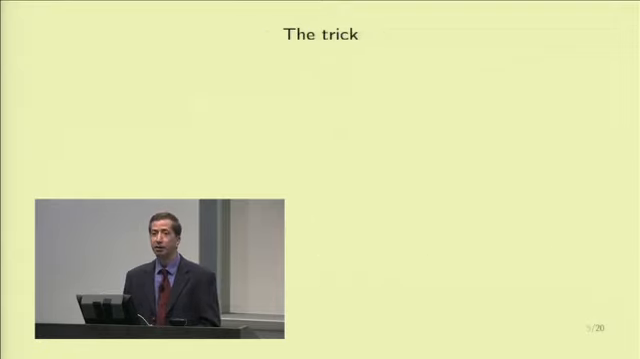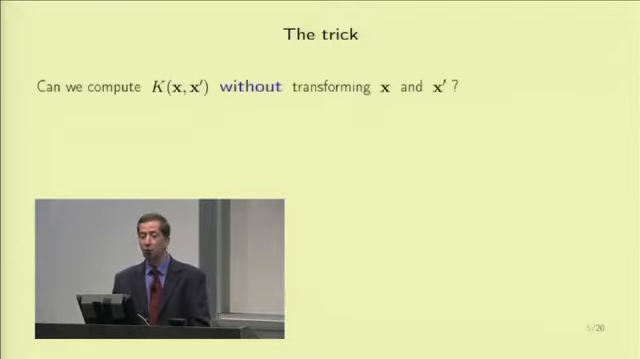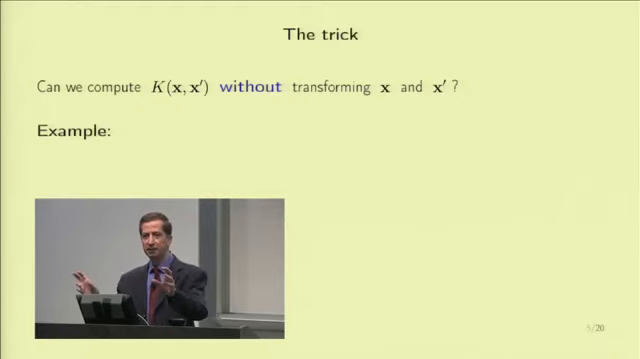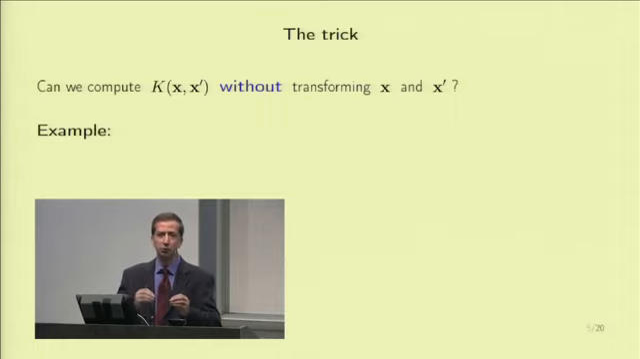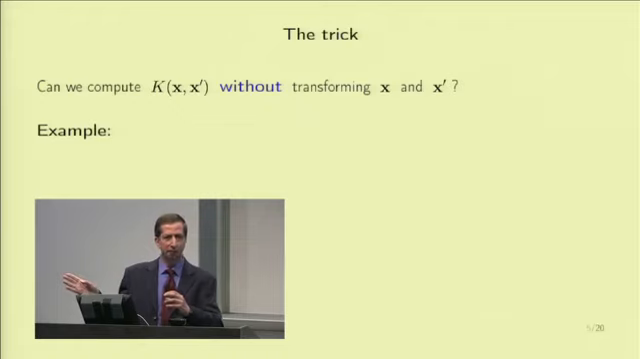Fine. Now we come to the trick, okay? Can we compute this kernel without transforming x and x dash? Okay? So let's look at the example again, okay? I'm going to now improvise a kernel, okay? It doesn't transform things to the Z space and then do the inner product. It just tells you what the kernel is. And then I'm going to convince you that this kernel actually corresponds to a transformation to some Z space and taking an inner product there, okay?